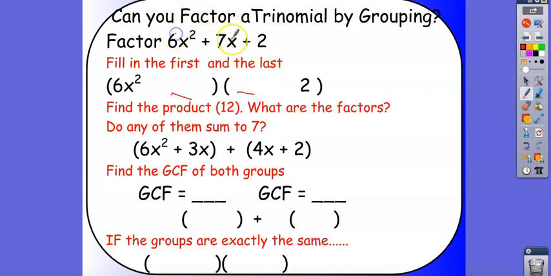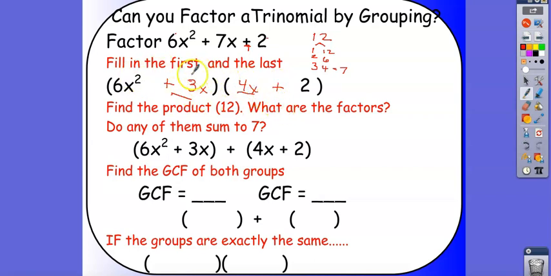If I do 6 times 2, the product is 12. Now I'm going to find two numbers that add, because that's a plus sign, to 7. Okay, 1 and 12 will not work, that's 13. 2 and 6 will not work, that's 8. But 3 and 4 will work, that is 7. So I'm going to come down here and say plus 3x and 4x.